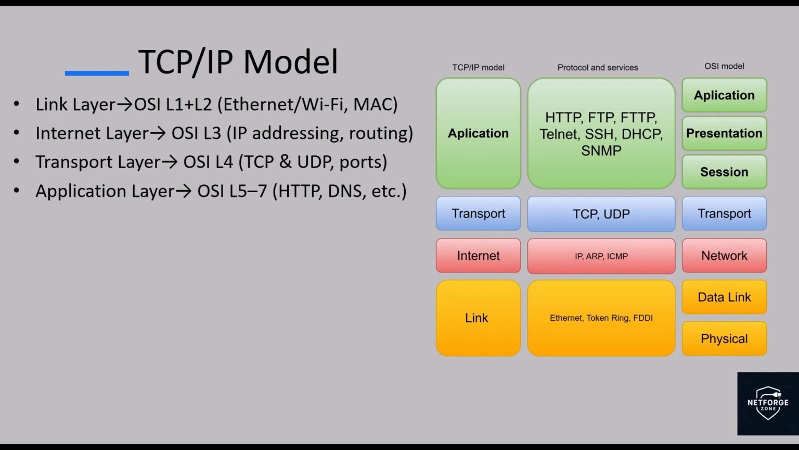Then comes the transport layer. Same as OSI's layer 4, TCP and UDP ports, reliability, everything about making sure apps can share the network without stepping on each other. And at the top, the application layer, which handles OSI's 5, 6, and 7. This is where the familiar protocols are: HTTP, HTTPS, DNS, SMTP, SSH, FTP, and so on.